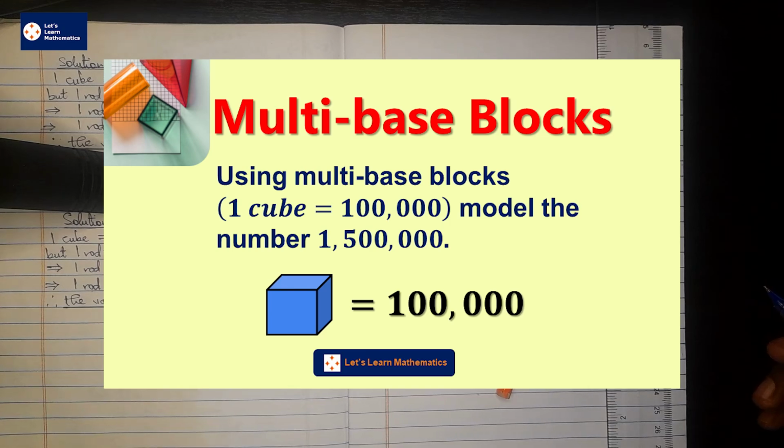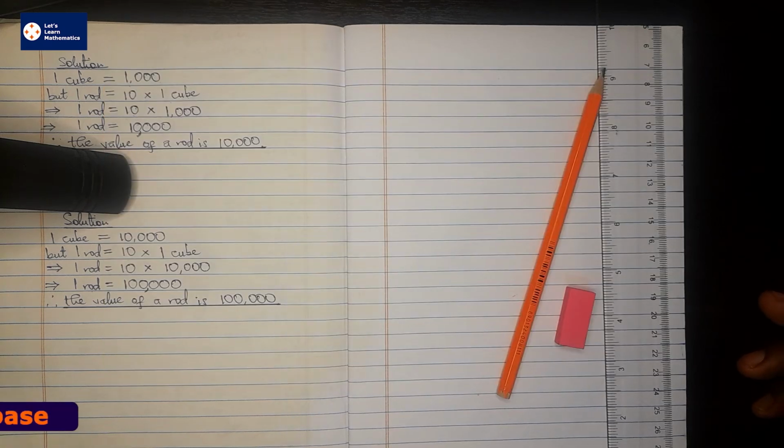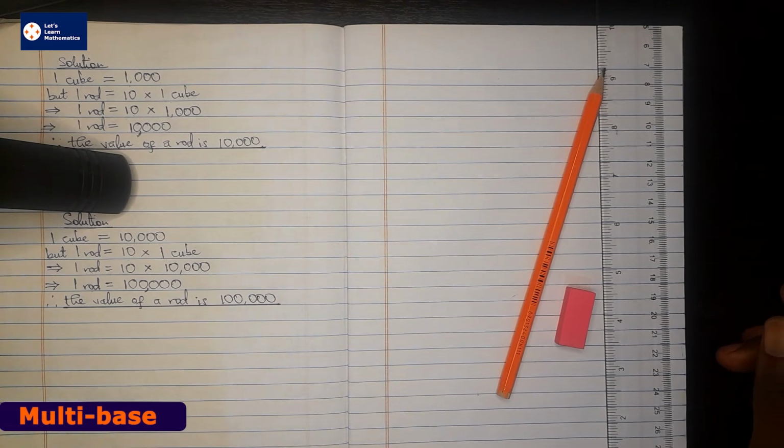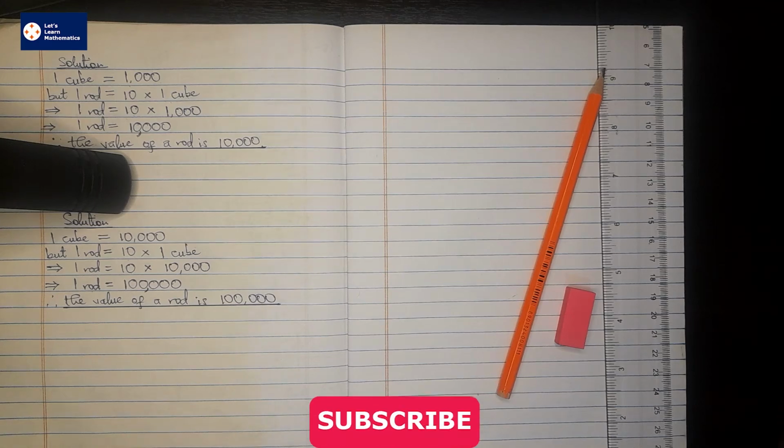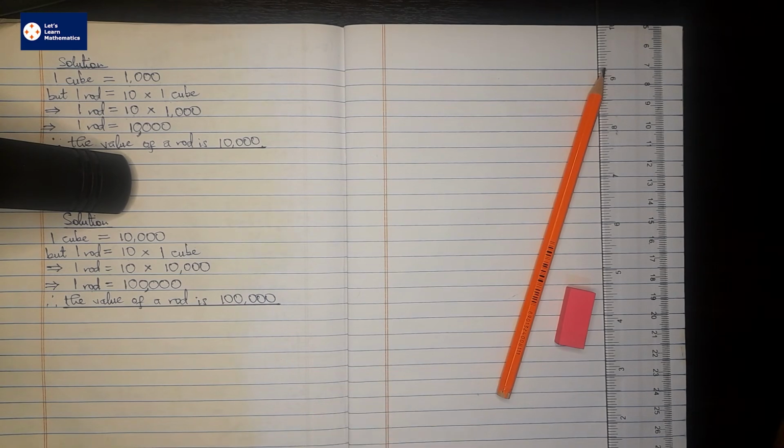This next question says that using multi-base blocks, 1 cube equals 100,000. Model the number 1,500,000. So this time we are not only doing calculation, we also have to draw the cubes, and if there is a possibility of a flat or a rod or a block, we should draw it because they said we should model the number. It means we also have to find the number of cubes that we need to use for our model. So that is what we are going to do.